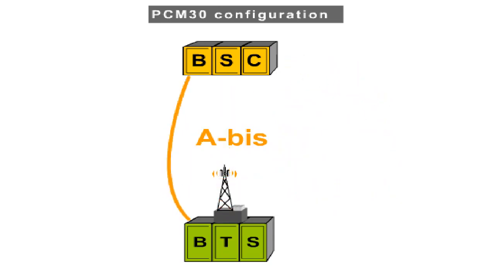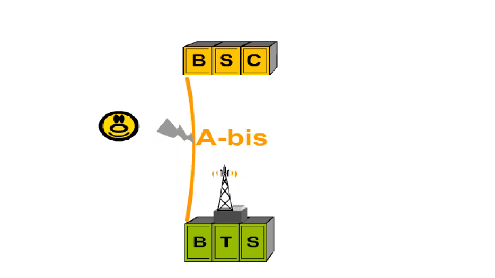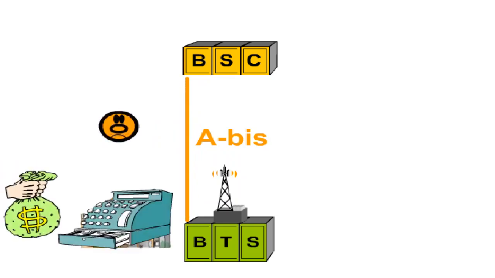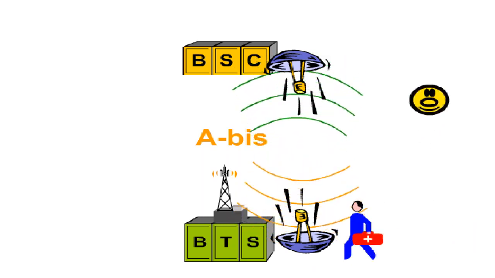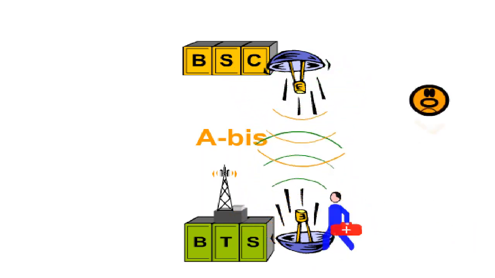A cable connection is more resistant to interference, but a network operator must lease it from a fixed network operator. The microwave links can be operated independently and are easily configured by the network operator, but they are more sensitive to interference.